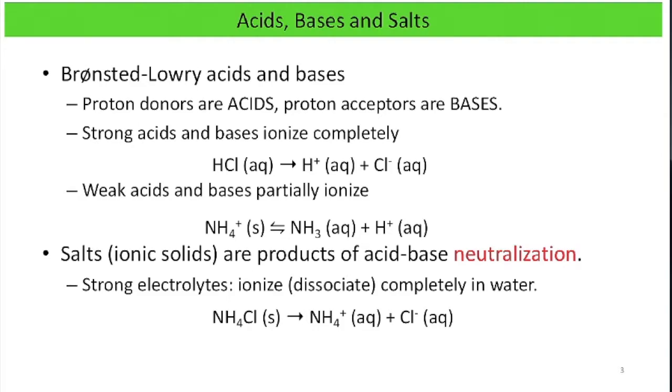Remember, strong acids ionize completely, so that means we have a single arrow, which means that that is only a one-way reaction. It does not occur in the reverse direction. So HCl will completely ionize to produce H plus and Cl minus. Weak acids and bases, on the other hand, only partially ionize. So these are equilibrium reactions, so we have the double arrow. So this reaction would produce some NH3 and some H plus, but there would still be a fair amount of NH4 plus present in the reaction mixture.